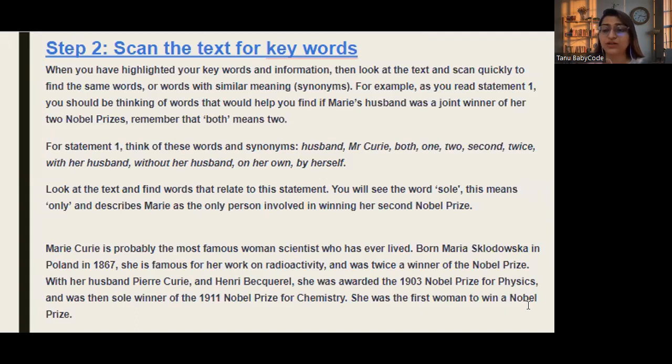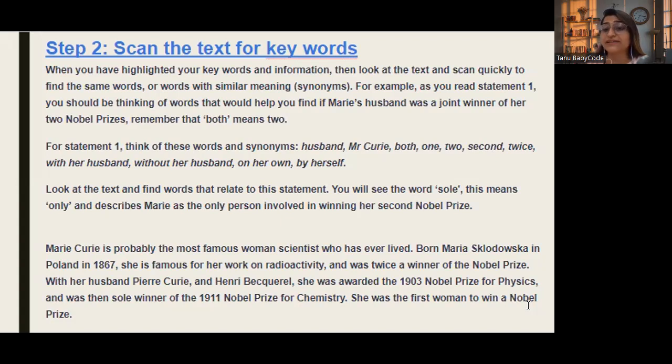The underlined words you have already done with the underlining. Now what you will do is you will start scanning for them. Now when you have highlighted your words and information, look at the text, scan quickly to find the same words or words with similar meaning, right? The synonym.